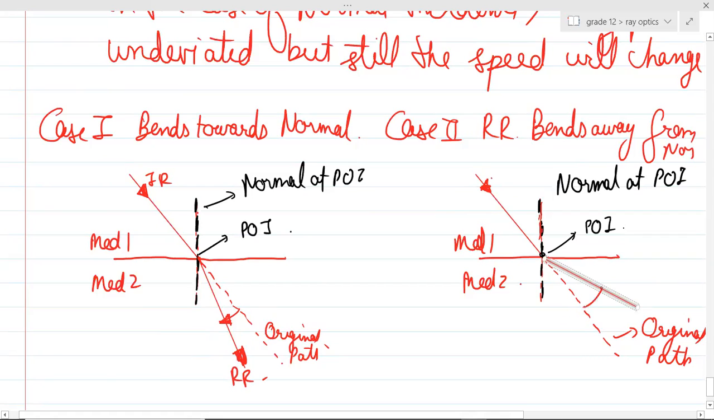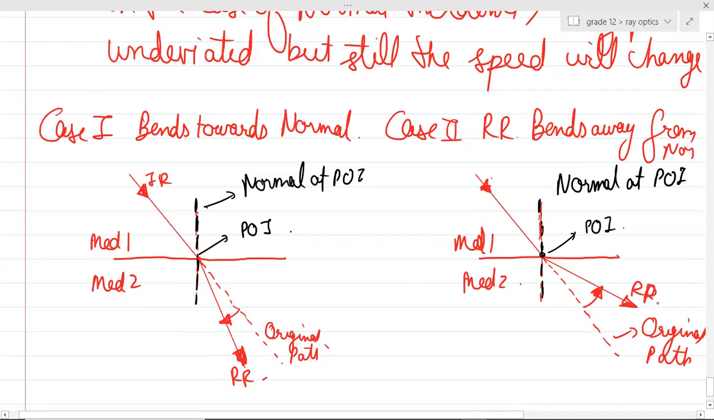In this case, can you see the reflected ray bent like this? Yes or no? Away from the normal. This was the normal, so away from the normal. Towards the normal, so towards the normal. Are you getting my point? Is this clear?